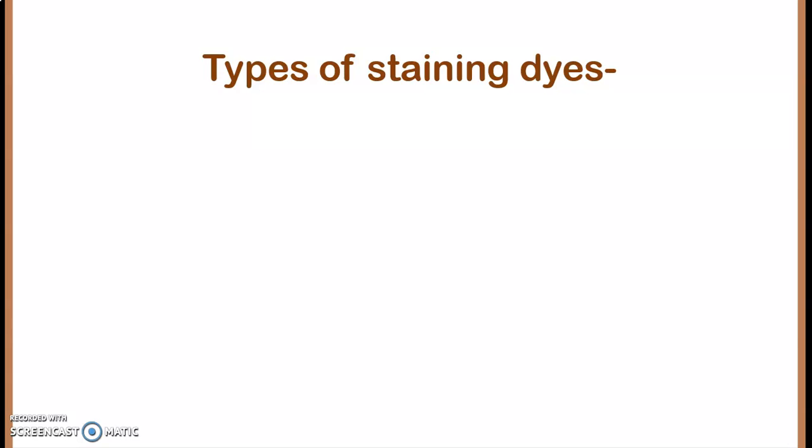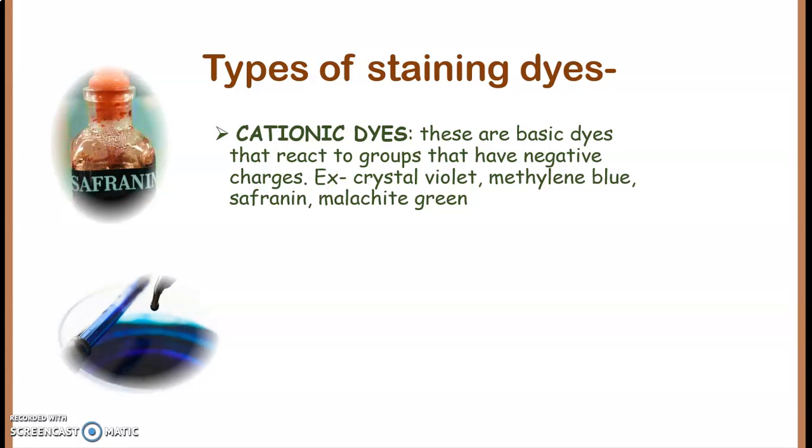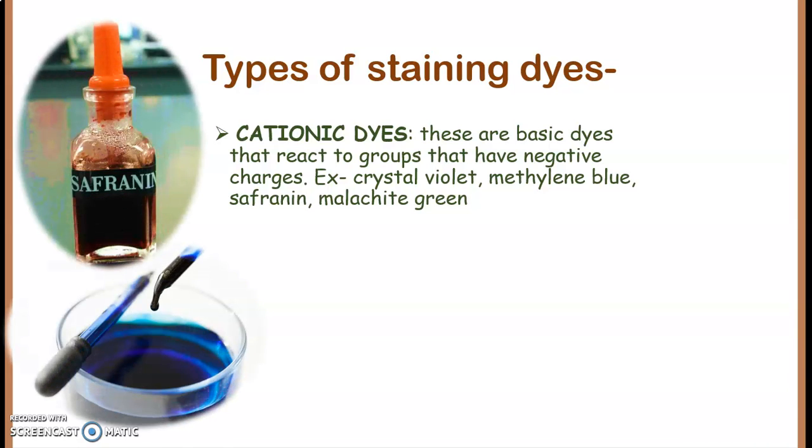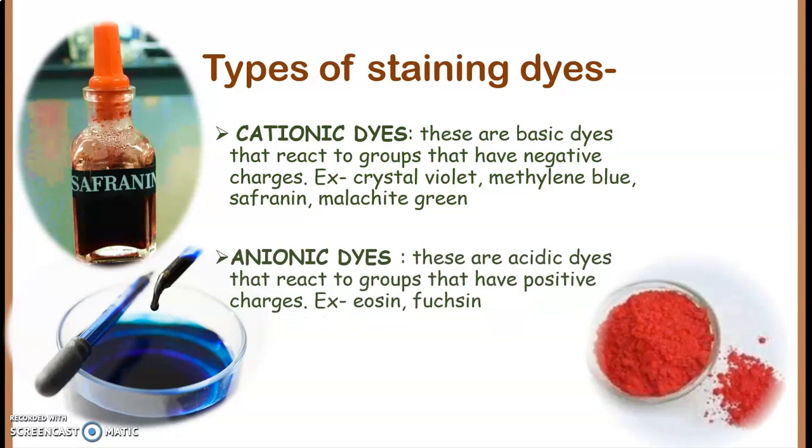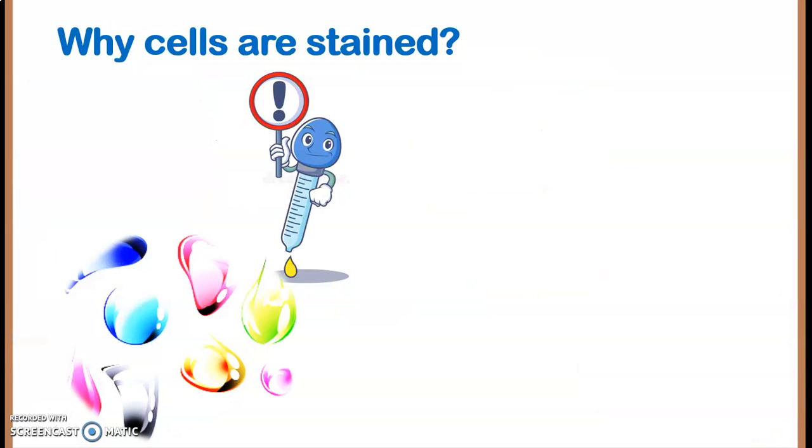So there can be various types of dye. The two major are the cationic dyes. These are the basic dyes that react to the groups that have negative charges on them. For example, crystal violet, methylene blue, safranin, malachite green. The other is the anionic dyes. These are the acidic dyes that react to the groups that have positive charges on them. Examples include eosin and fuchsin.